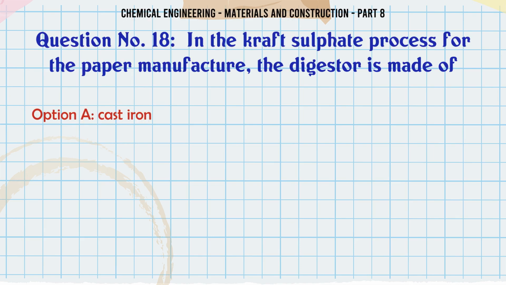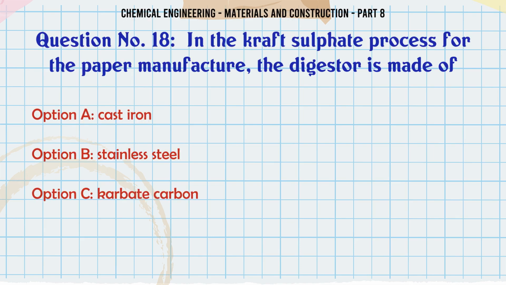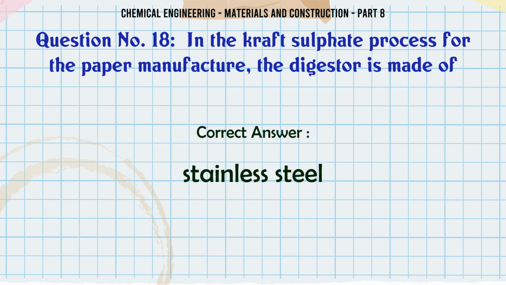In the kraft sulphate process for paper manufacture, the digester is made of: A. Cast iron. B. Stainless steel. C. Carbate carbon. D. Wrought iron. The correct answer is stainless steel.